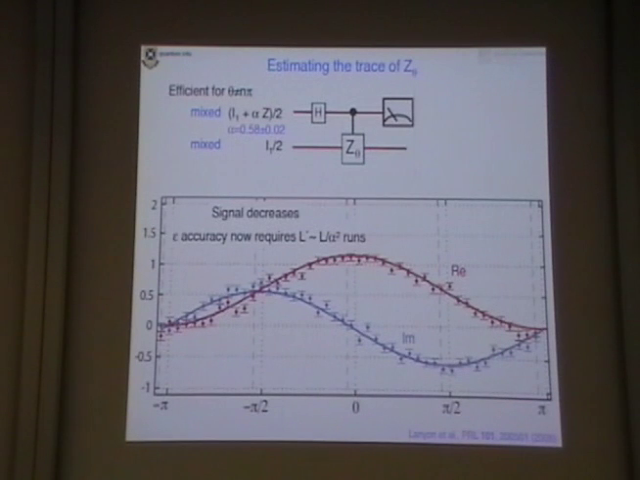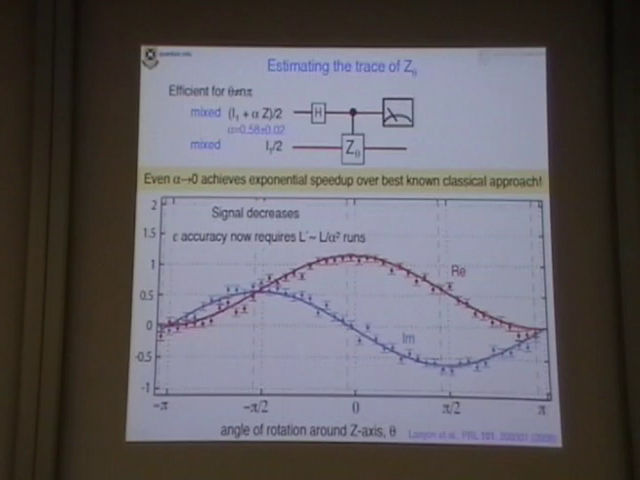And it turns out that your accuracy now requires further runs by amount alpha squared, where alpha is kind of the degree of your purity. But if you look at that carefully, that means that even as alpha approaches 0, you still get an exponential speed up over the best known classical approach. So that means even if you've got a quantum computer that is perilously close to being completely noise in and noise out, you still get an exponential advantage.